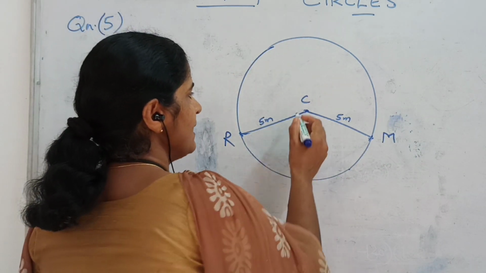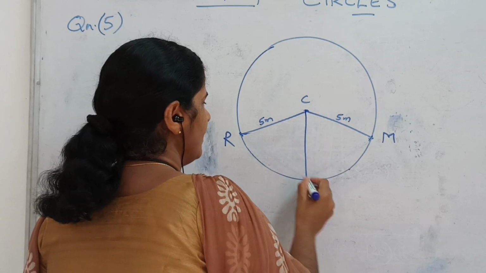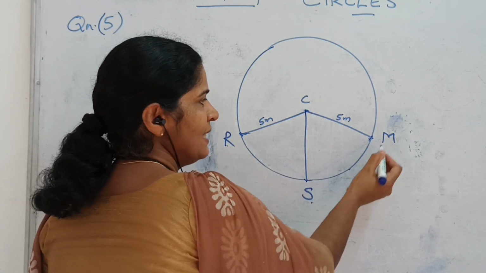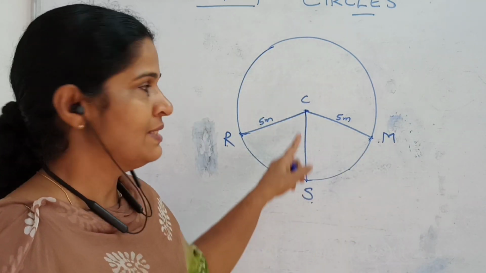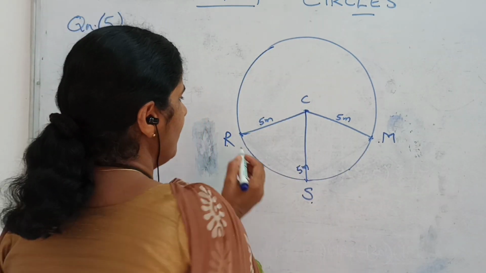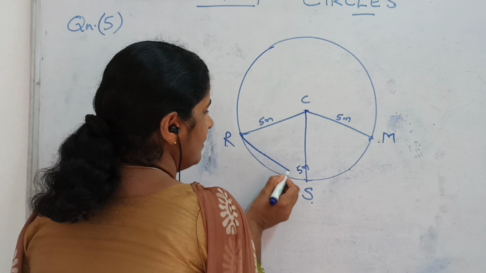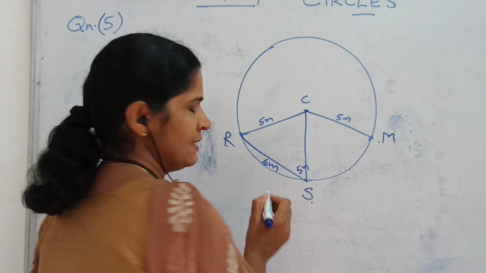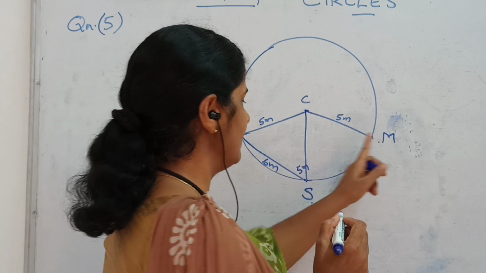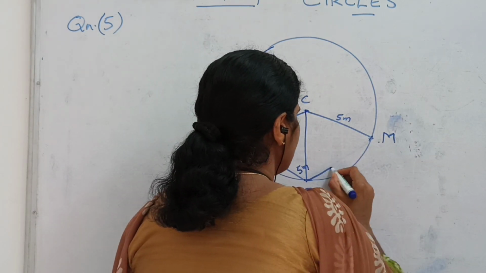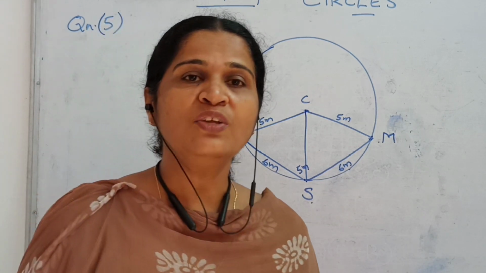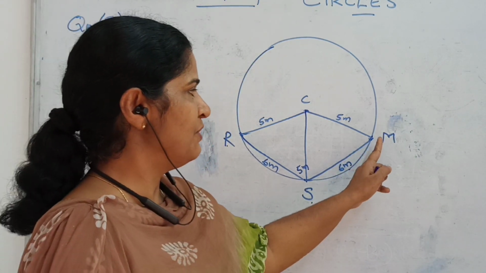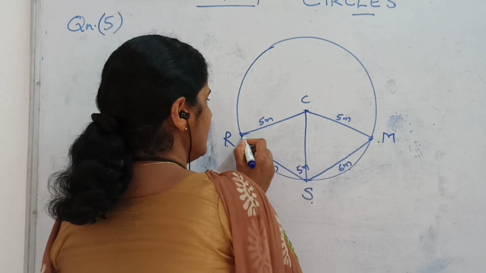The distance from the center to each one of them, Reshma with R, Salma with S and Mandip with M, is represented on the circle. From Reshma to Salma, the distance is given as 6 meters. And from Salma to Mandip also, it is 6 meters. Now we need to find out the distance between Mandip and Reshma, this longer one.